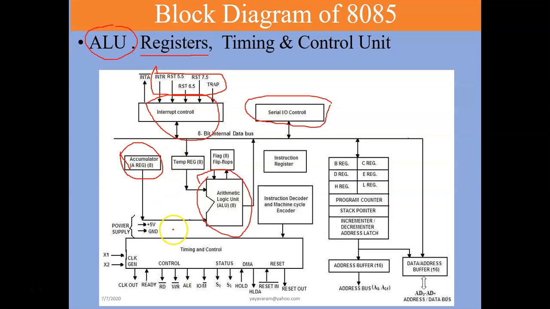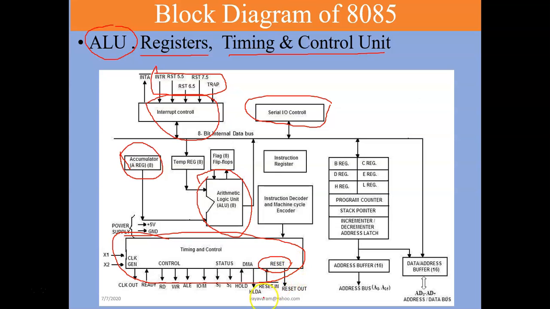Next, third point. What is this third point? Timing and control unit. So here you find the timing and control unit with certain signals. It has its own signals. You should remember that is the clock. Similarly, clock in, clock out, control pins, status pins, DMA, direct memory access pins, and reset in and reset out pins.